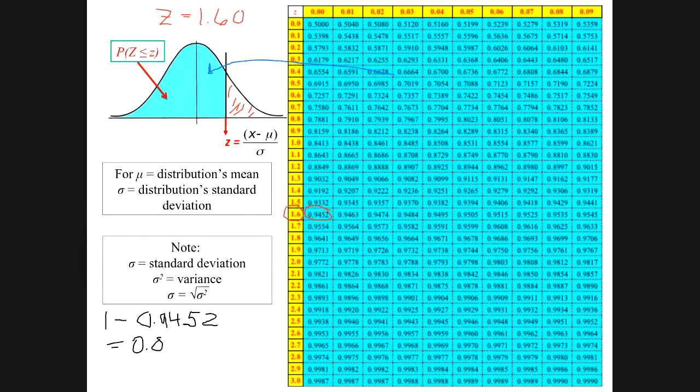0.0548. That's a 0, not an 8. 0, excuse me, 5, 4, 8. And this is our answer for the probability. So there's a 5.5% chance that this battery will live beyond 580 days.